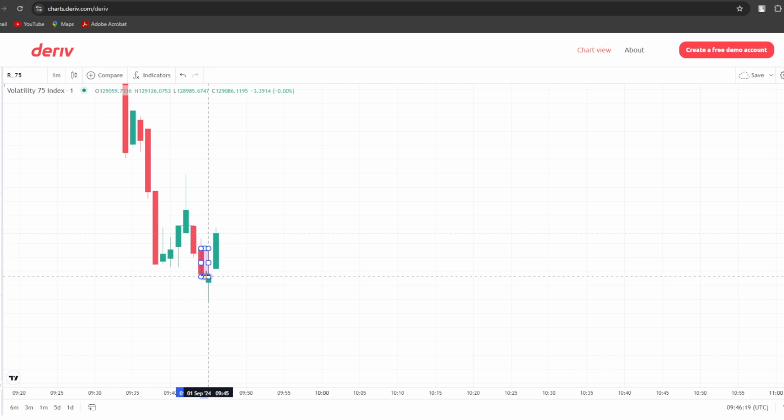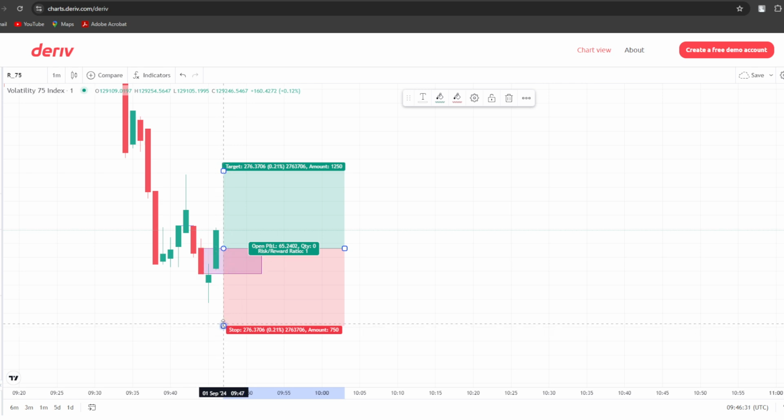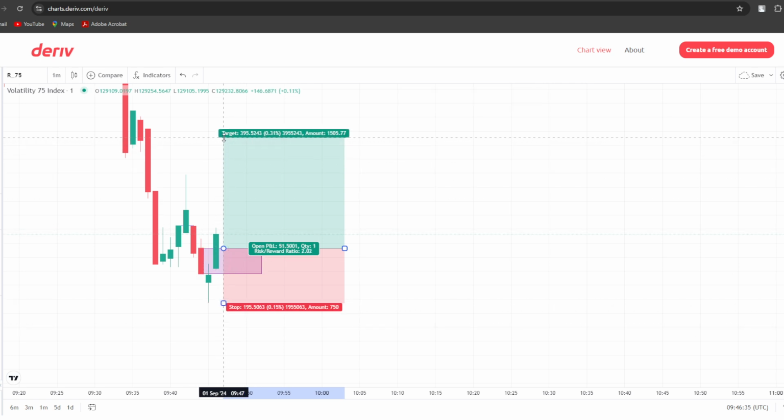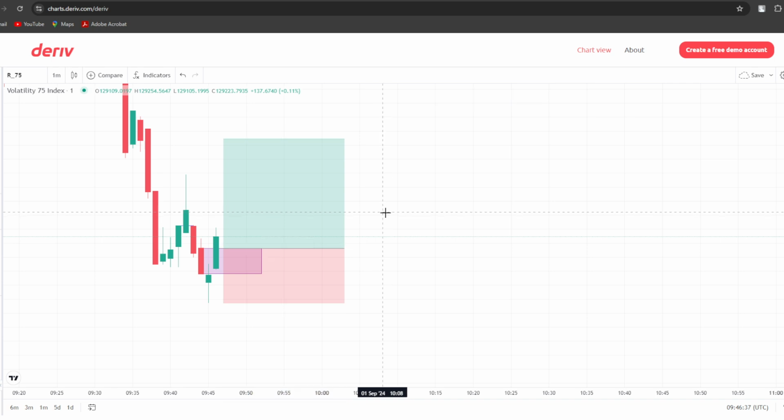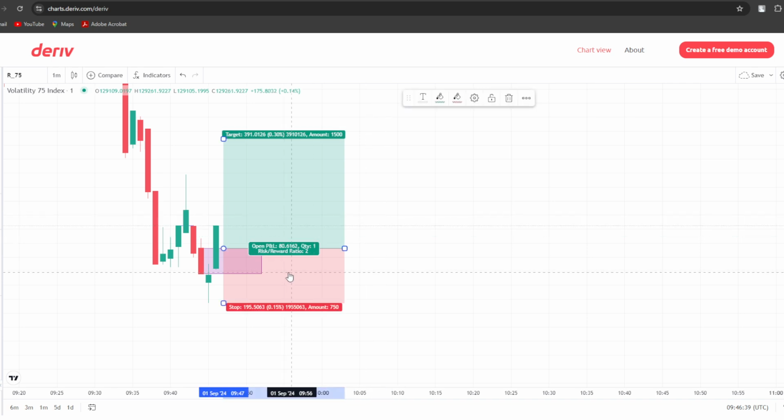So we mark it from the body to the wick. Any retracement into that, that's our entry. We go in long, guys. So when we go in long, our stop loss will be down here and our TP will just go for a 2R trade.